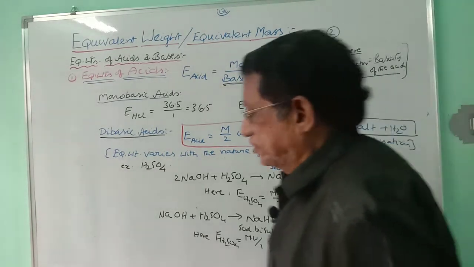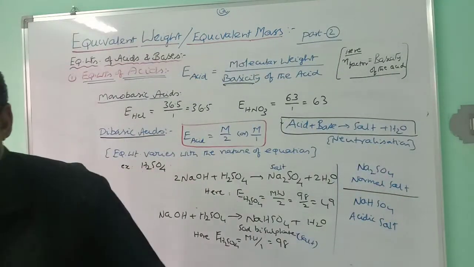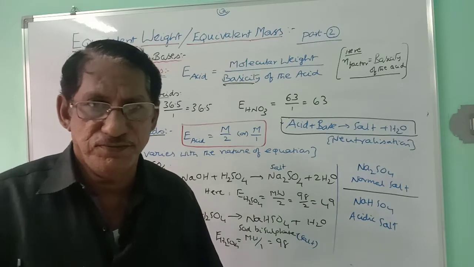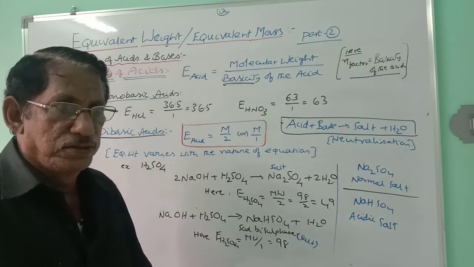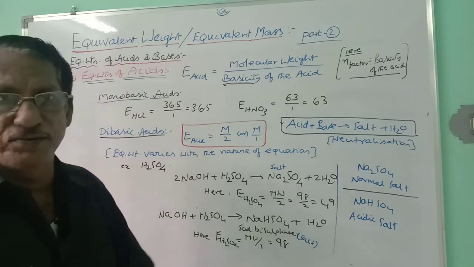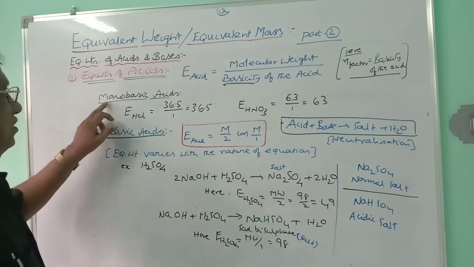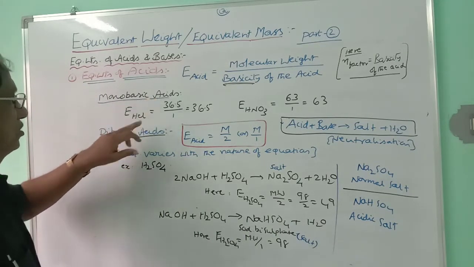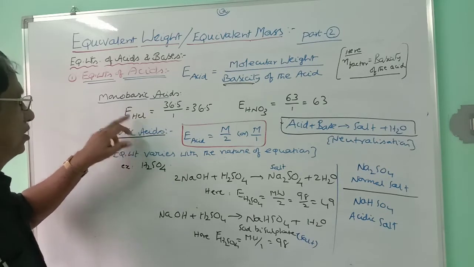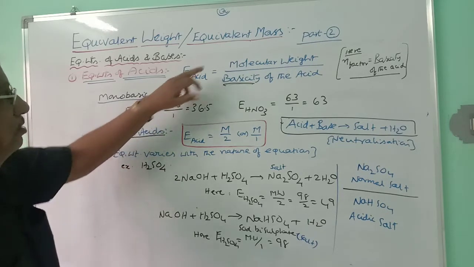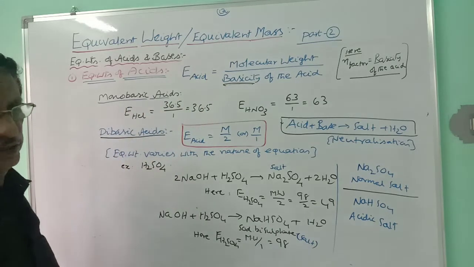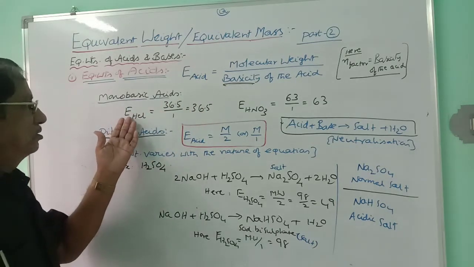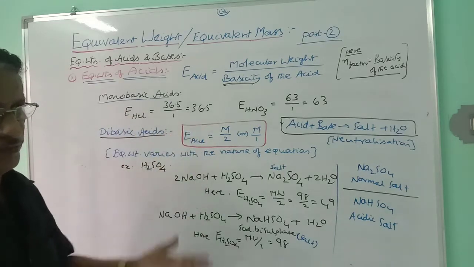Now, let us consider some examples to calculate the equivalent weight of acids. First, let us consider monobasic acids. The basicity is equal to 1. So here the equivalent weight is directly the molecular weight. For example, taking HCl first: equivalent weight of HCl is molecular weight by basicity, molecular weight by 1. Molecular weight is 36.5 for HCl, so the equivalent weight is equal to the molecular weight, 36.5.